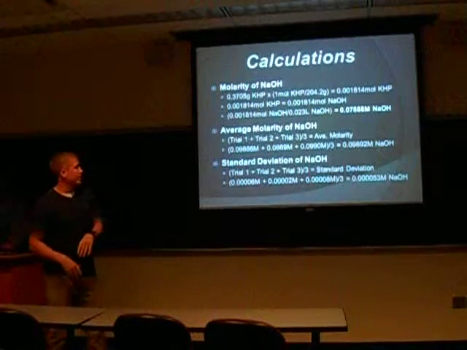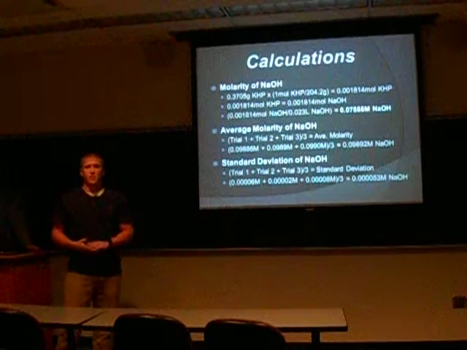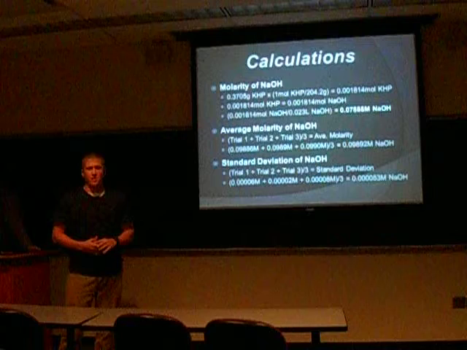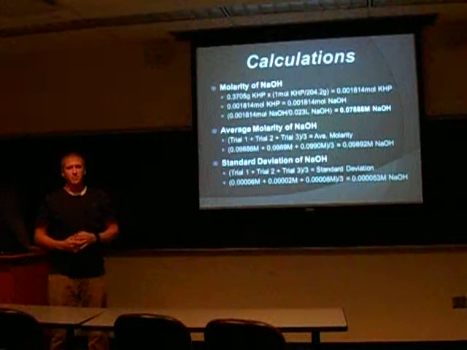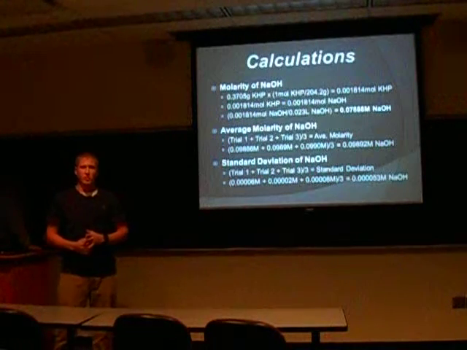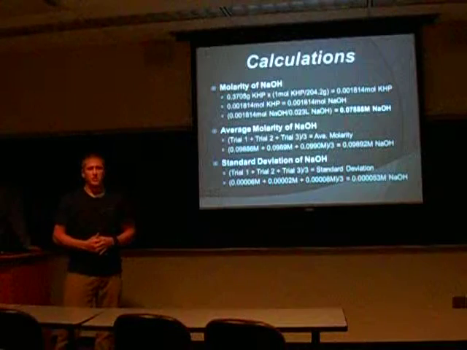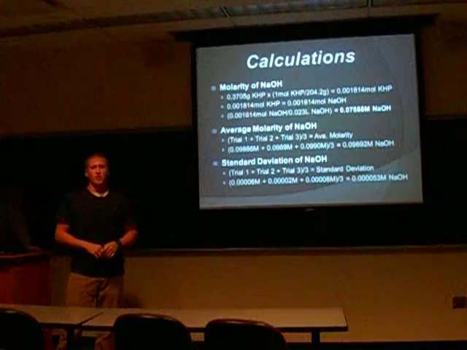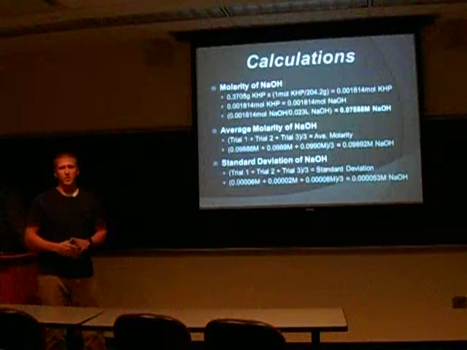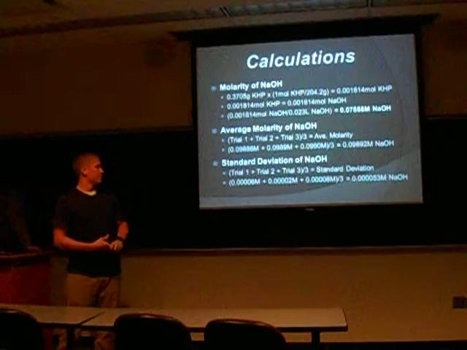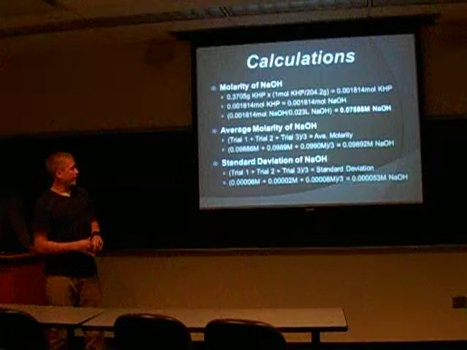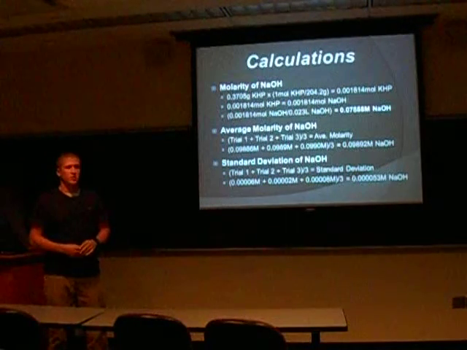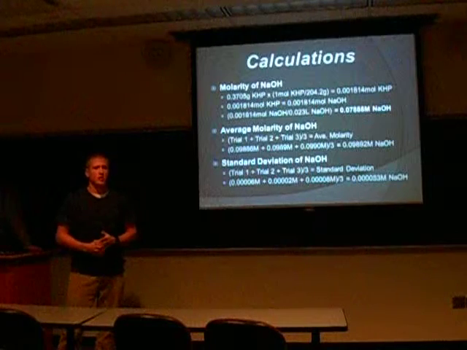And to find the molarity, we actually just took the mass of the potassium hydrogen phthalate and divided that by the molar mass, and that gave us the moles of potassium hydrogen phthalate. And we could easily convert that to the moles of sodium hydroxide because it's a 1-to-1 mole ratio. And then we divided that by the volume of sodium hydroxide, which we converted to liters.